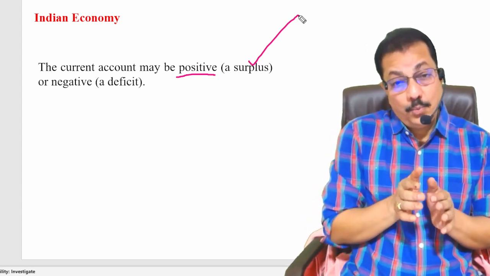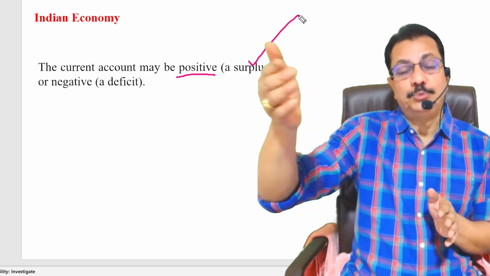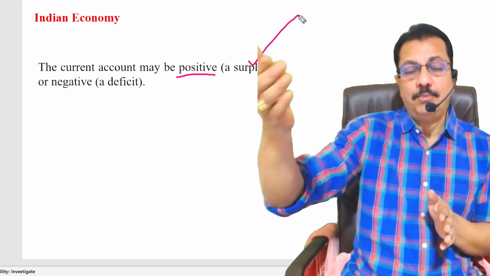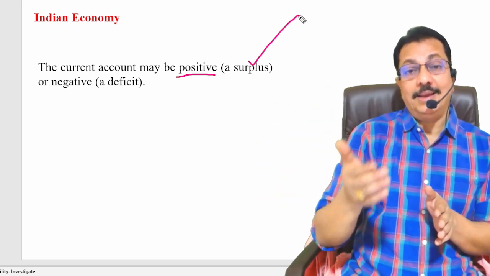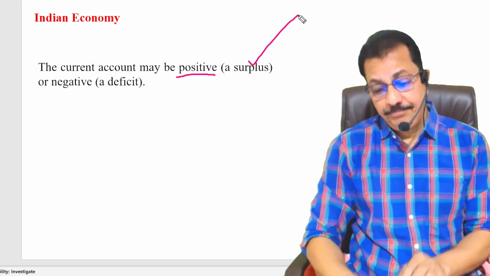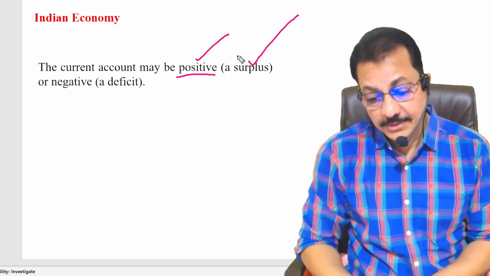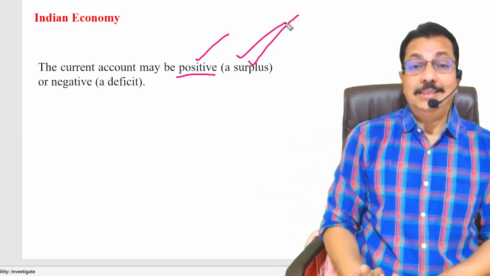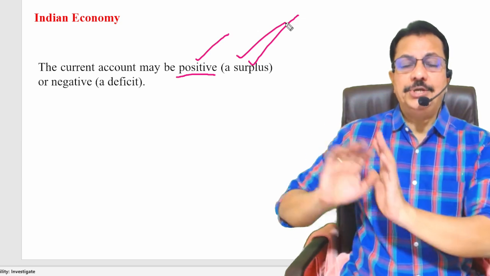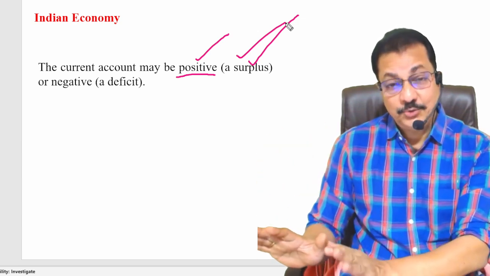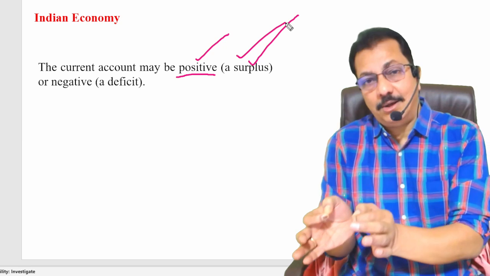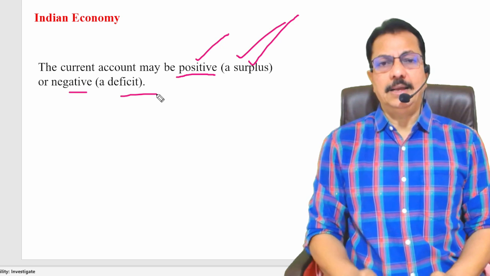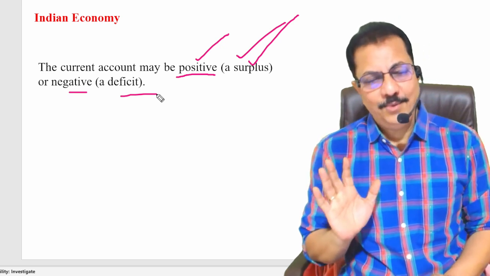So in one financial year, what are our exports? Whether it is positive or not, meaning our exports are more than imports, so we are earning more than our spending, then it is called positive. That is nothing but the surplus. If it happens the other way around, our imports are more than the exports, then we have to shell out more money. So our expenditures are more than earnings, that is called negative, and that is called current account deficit. Very, very important.